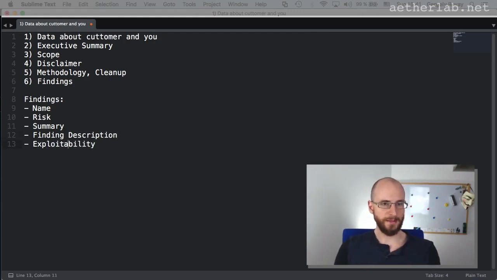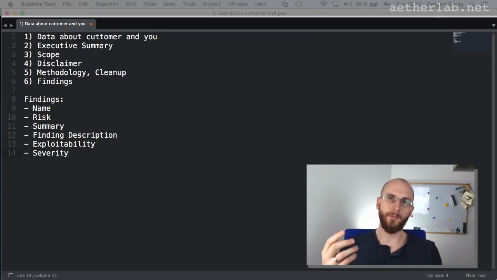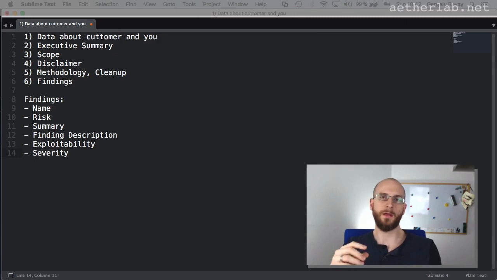Then you can have an exploitability section, which basically explains in a few sentences how difficult it is to exploit this vulnerability and what the attacker would need regarding skill set or technology or access rights or whatever to exploit the problem. And the last one is severity. This basically explains the impact of the problem. So what can an attacker do when he exploits this problem? Can he just read data, or can he also write data or change the application? Whatever. So this is the scenario of what an attacker would do when he exploits this problem.